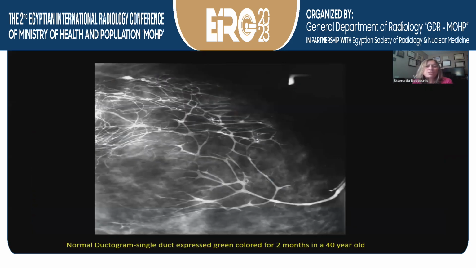This is a normal ductogram. The patient had green color discharge for 2 months. She was 40. It was expressed. You can see that we cannulated the duct of the nipple. It's non-dilated, beautiful smaller ducts that it subdivides into. There are no filling defects. This is a normal ductogram.